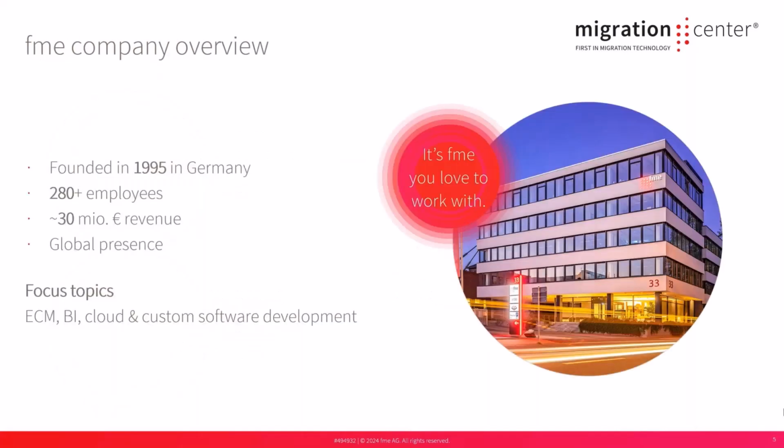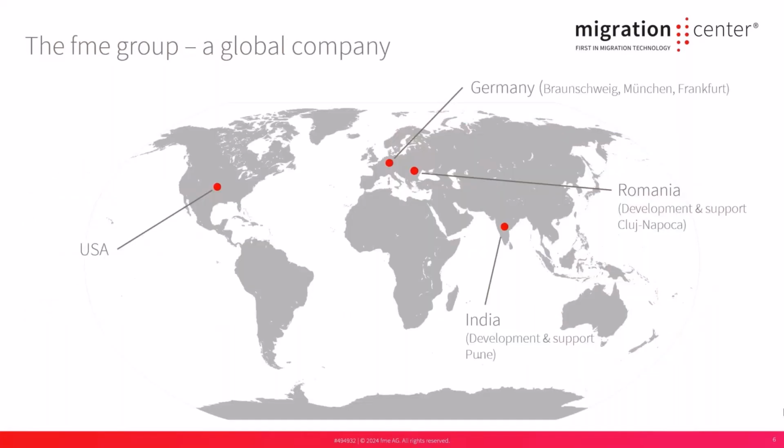I'll give you one slide about FME, so you know who we are. FME was founded in 1995 and grew over the years all around enterprise content management. Today, we have reached 280 employees and have a global presence. We have our headquarters in Brunswick. That's a picture you see right there. And then we also have offices in the US, Romania, and now latest we opened up in India as well. So we can provide our customers and partners with 24-hour support and also with professional services around the globe.